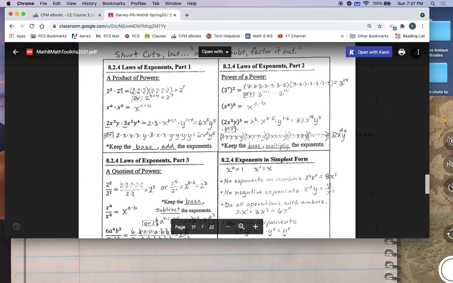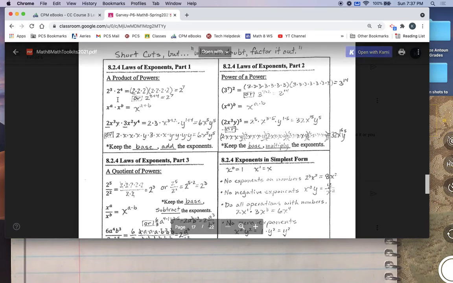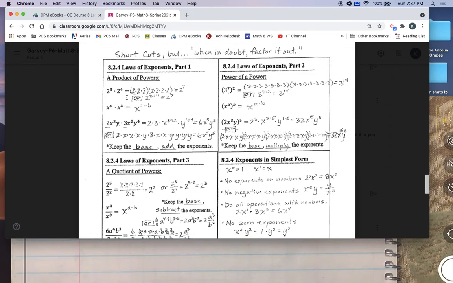This is simplified. The base stays the same, but the powers are added together. So this is 2 to the third power times 2 to the fourth power, so it ends up being 2 to the seventh power because we added the 3 to the 4. Here that is generalized. If you have any two exponents with the same base, you just take the powers and add them together to find out what the simplified version is.